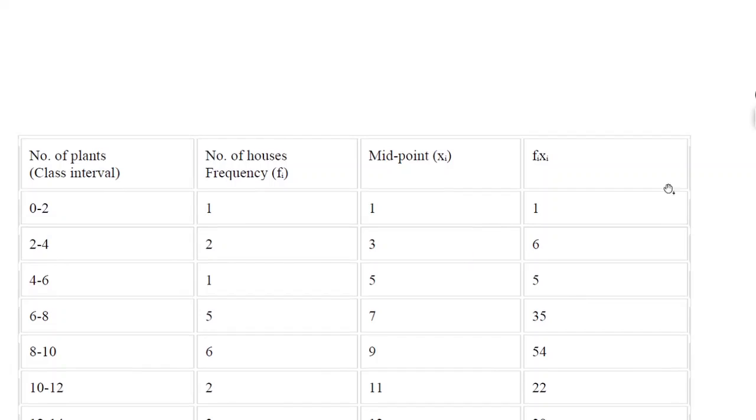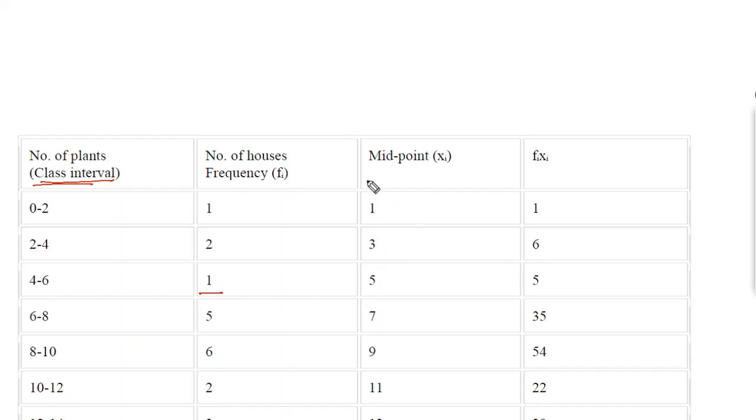Here we have drawn a table. So first of all, what we have to write? We have to write here number of plants, which is our class interval: 0 to 2, 2 to 4, like this, and we have to copy these numbers in this table. 0 to 2 was 1, 2 to 4 was 2, 4 to 6 was 1 and like this.